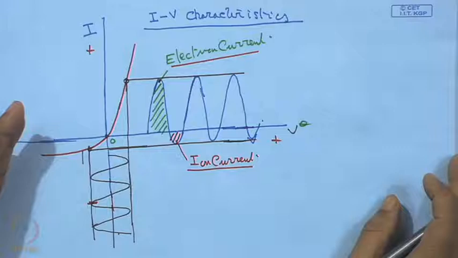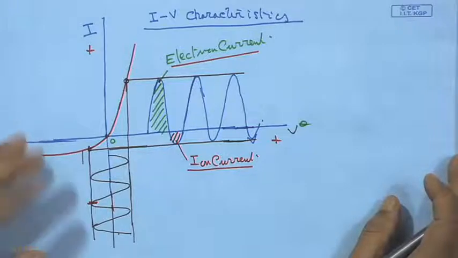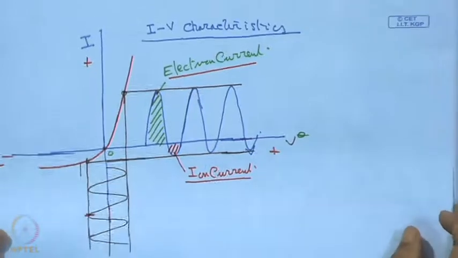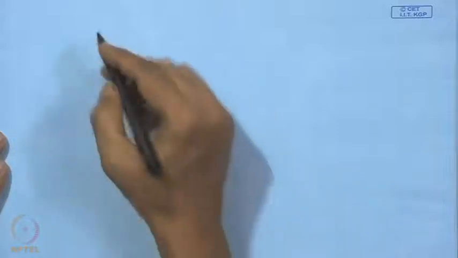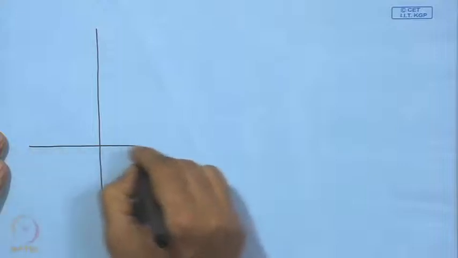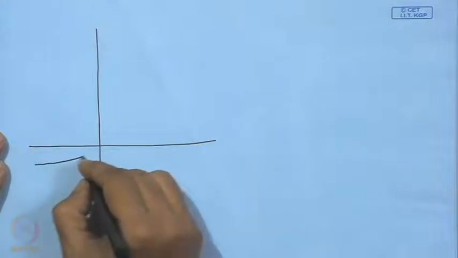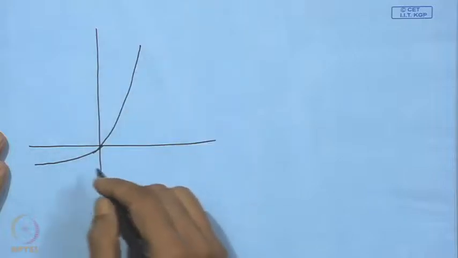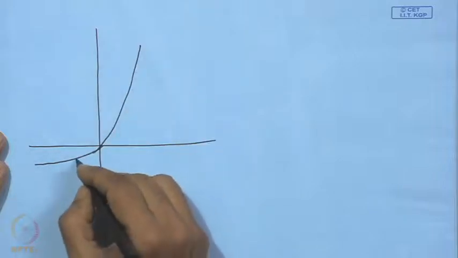So we have to redraw and readjust this diagram, and then let us see how this equalization is possible. We have to make a little adjustment over this characteristic curve that we have drawn here.